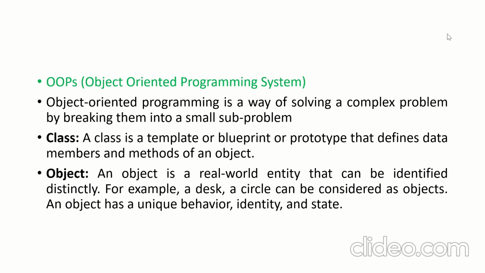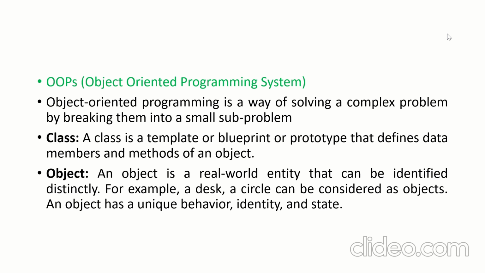What is an object? An object is like a real world entity that can be identified distinctly. For example, everything we come across, a desk or a circle or a pen, everything is an object. If it has a unique state, behavior, identity and so on, it can be considered an object. In other words, an object is also an instance of a class.